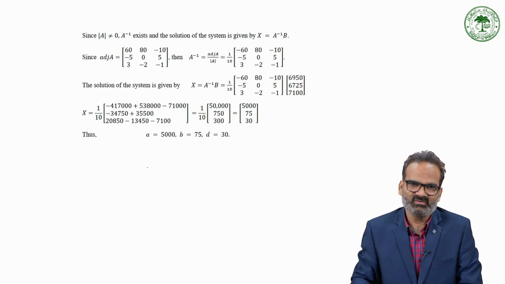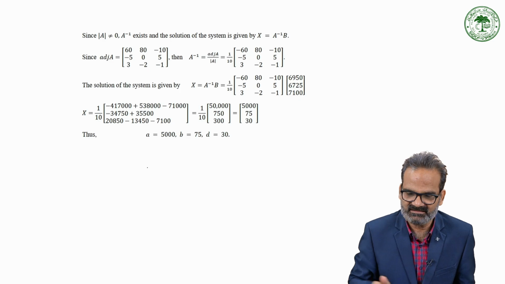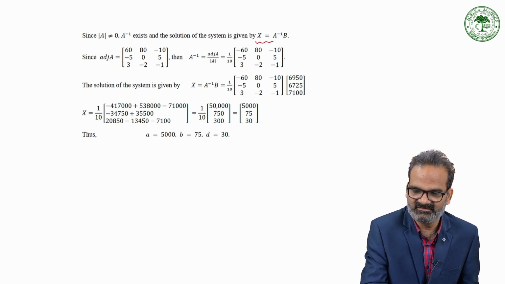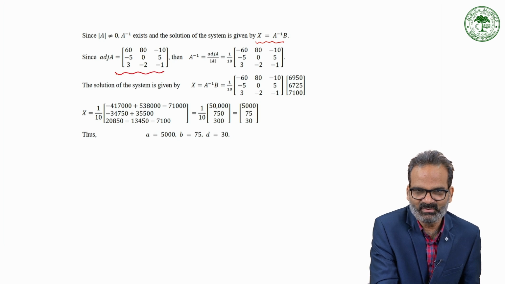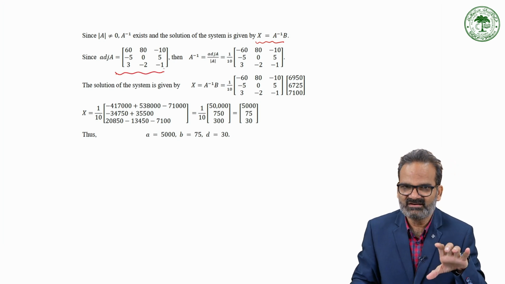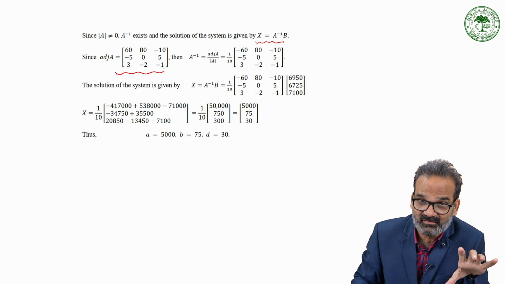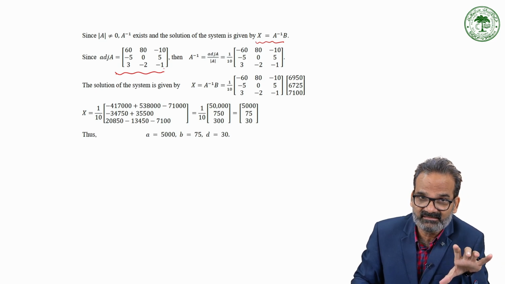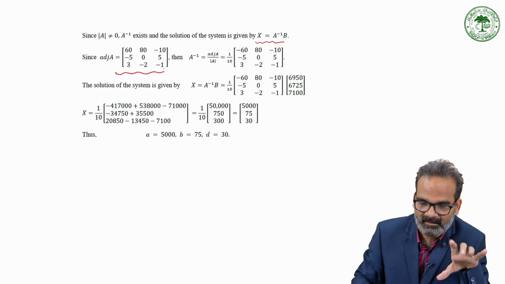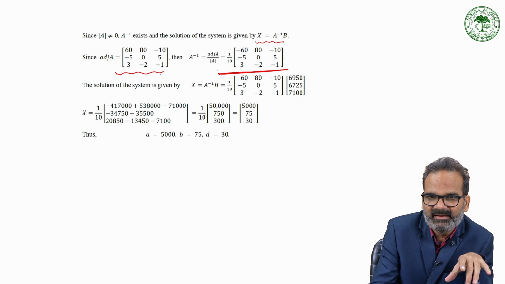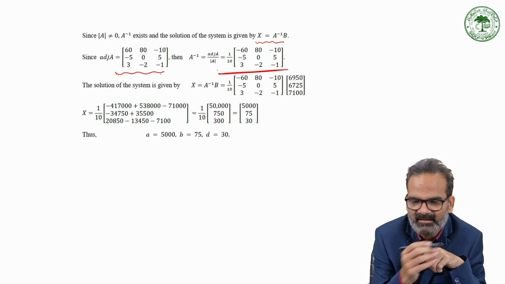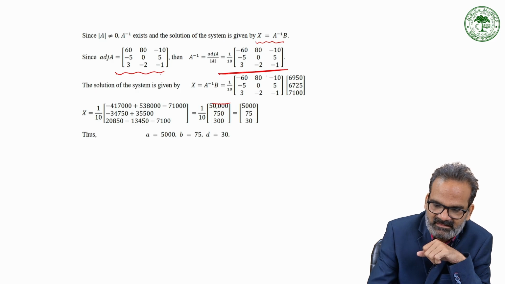Determinant of A is not equal to 0, therefore A inverse exists, and the solution of the system is given by x is equal to A inverse b. This is the adjoint. I request all students to calculate the adjoint yourself for the sake of practice. Okay, don't follow what I have written. Adjoint of A is this. Now using the formula A inverse is equal to adjoint of A divided by determinant of A, when you simplify this, the inverse of the matrix is this.